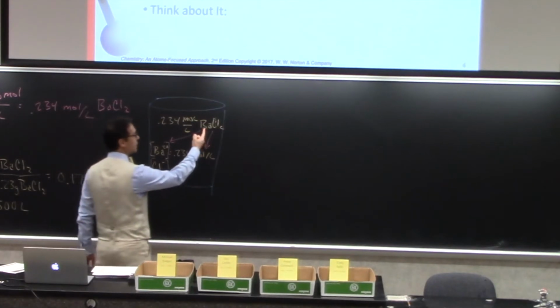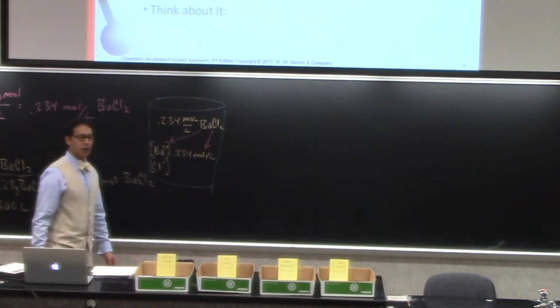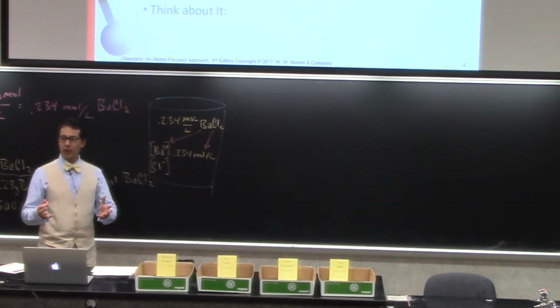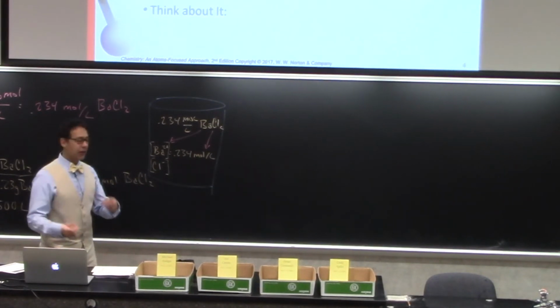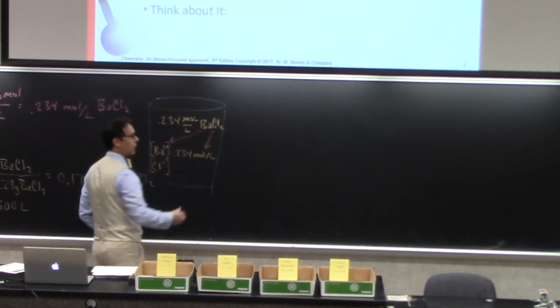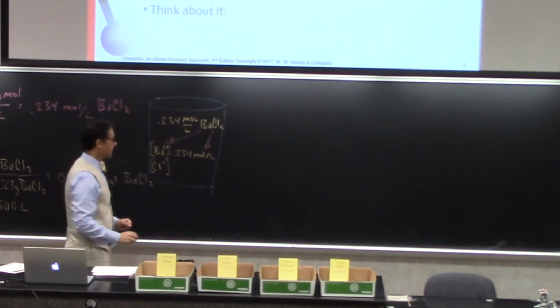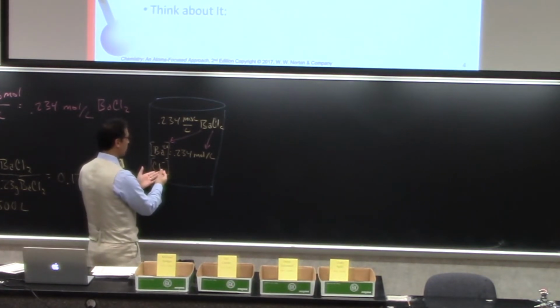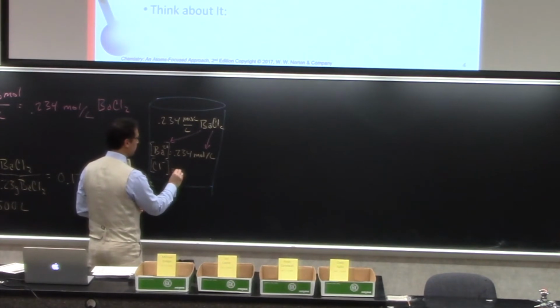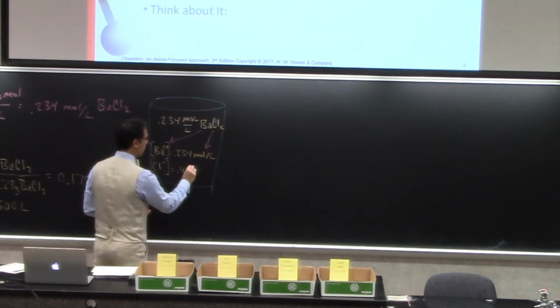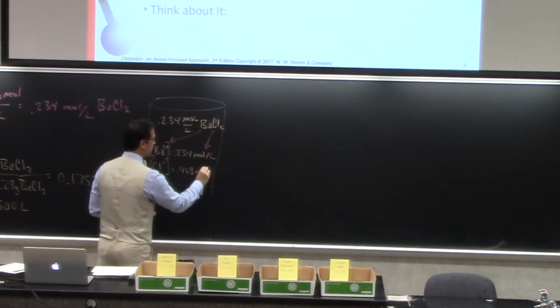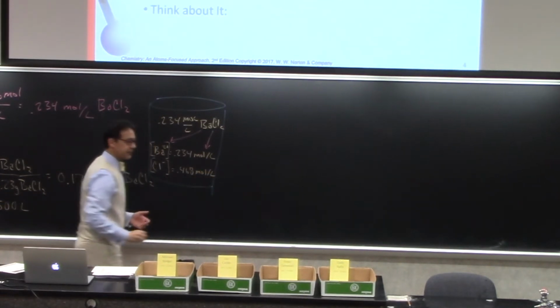So now the concentration of the chloride ions, this gets a little trickier. Because the formula is BaCl2, when that dissolves, we end up with 2 chloride ions for every barium chloride formula unit. And so my concentration of chloride ions is going to be double this. So that'll be equal to 0.468 moles per liter.